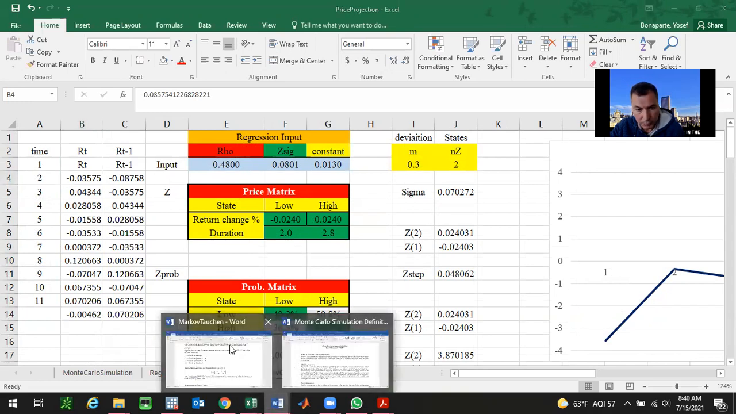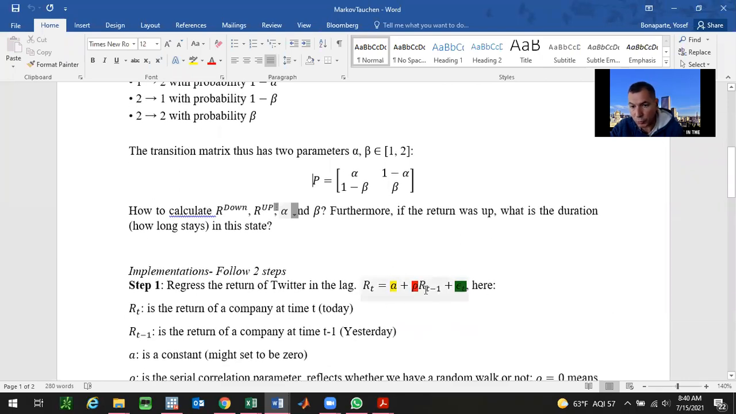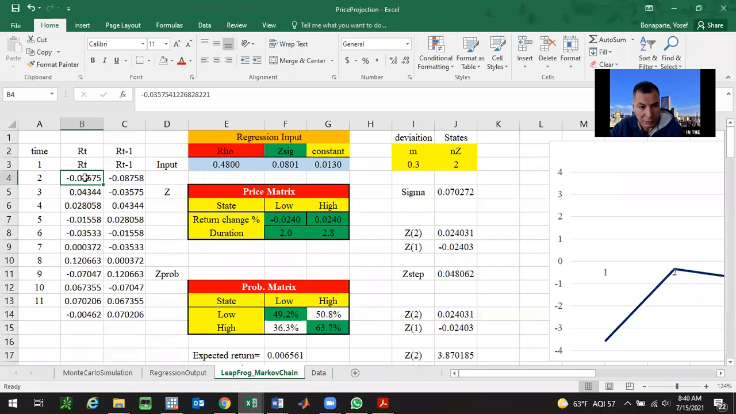So now to get the model that we need, basically we need to regress RT over RT minus 1. And then we need the three quantities, the yellow and the red and the green. The yellow is a constant. The rho is a serial correlation, the relationship between T minus 1 and T. And the epsilon is the innovation term, we call it. So we need to regress RT over RT minus 1 and get these three quantities in our model. So that's what we're going to do now. This is RT, this is RT minus 1. We're going to regress them and use the quantity.